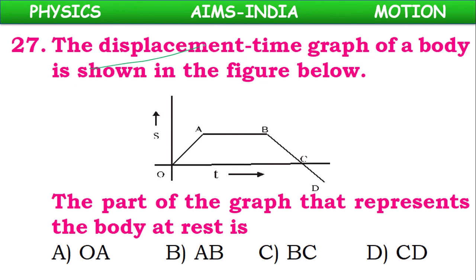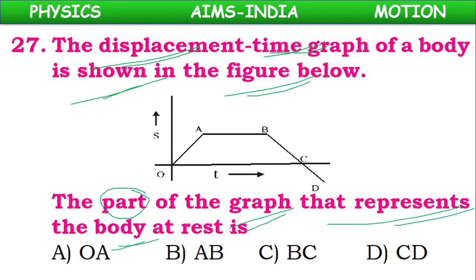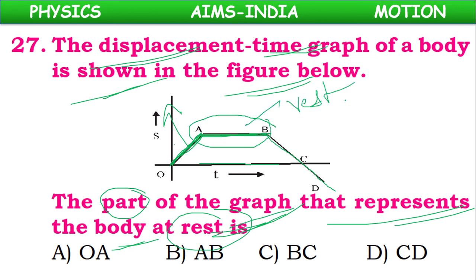Next one. The displacement time graph of a body is shown in the figure below. The part of the graph that represents the body at rest is... So this is the graph, children. Now the question is, which part of the graph represents rest position? From 0 to A, displacement is increasing continuously because it is having some velocity. It is moving from A to B. Displacement is constant. Though the time is passing on, the displacement is constant. So this AB part, we can consider as rest position.